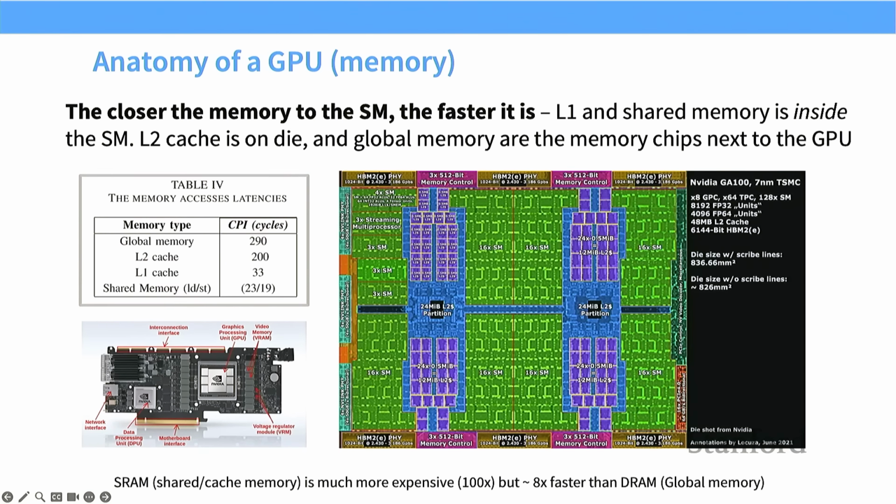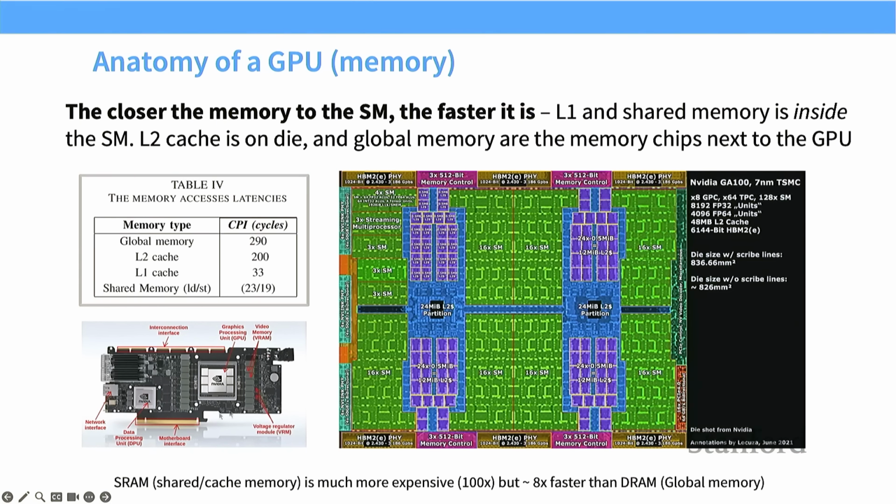L2 cache, as you can see, there are these green areas, which are SMs, and then there are these blue areas. This is on the GPU chip, right? These are L2 memory that's right next to the SMs, right? So they're not inside the SMs, but they're physically still quite close, right? And these are still pretty fast. They're still a factor of 10 slower, but they're still reasonably fast.